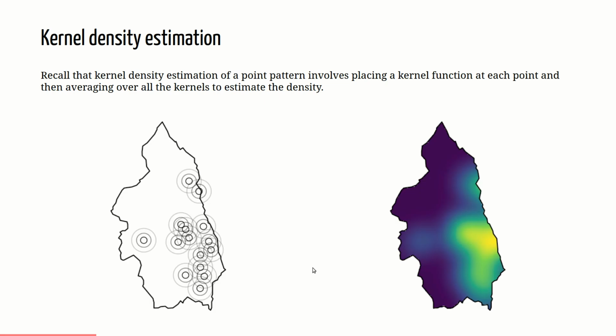Okay, so let's look at kernel density estimation in perhaps a little bit more depth than we have so far. So you remember that kernel density estimation of a point pattern essentially involves placing a kernel function at each location in the data set and then averaging over all of the kernels to estimate the density. So on the left here we have about 15 odd points, and we've got some circles around it indicating that I've placed an isotropic kernel, so a rotationally symmetric kernel on each point. And you can see that where the points are close together, those kernels overlap and sort of add together. Okay, so when we average across them, we get this nice smooth curve here, which is highlighting the density of points over in this region here.